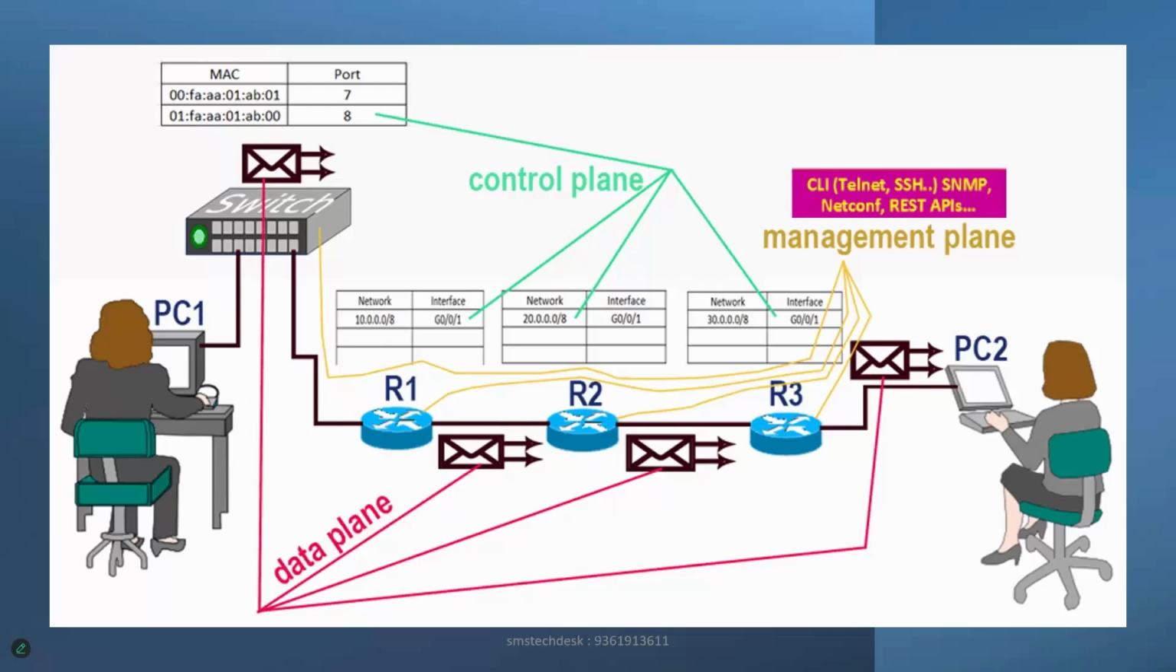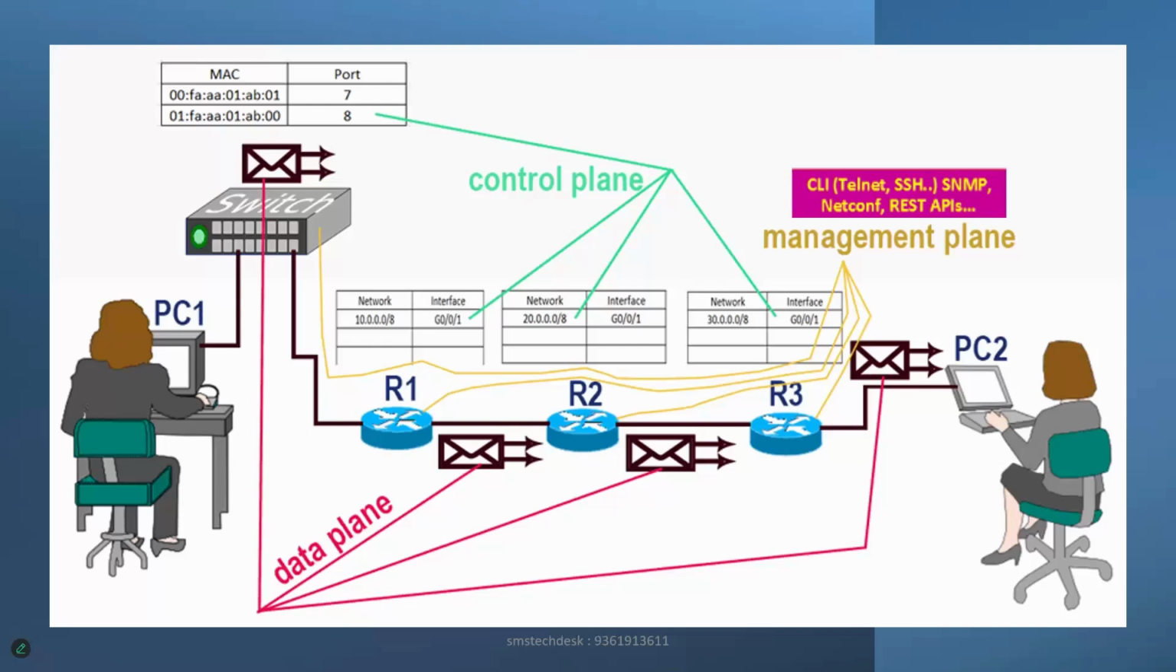Now we have all three. Now we saw how all three work together, right? We can configure the router using the management plane. Routing protocol runs on the control plane and calculates the path. Actual user traffic flows through the data plane.